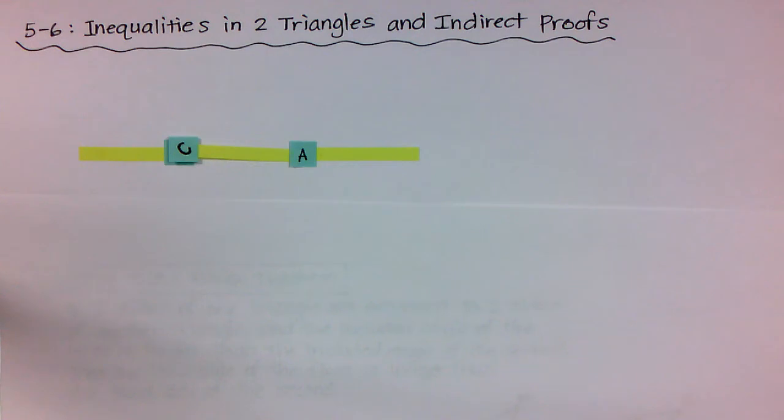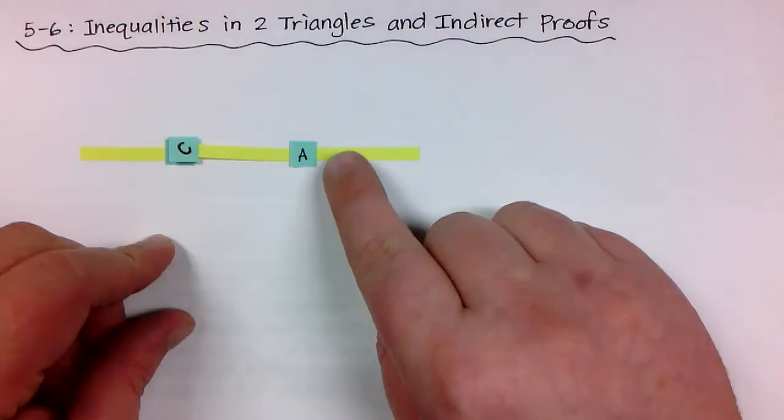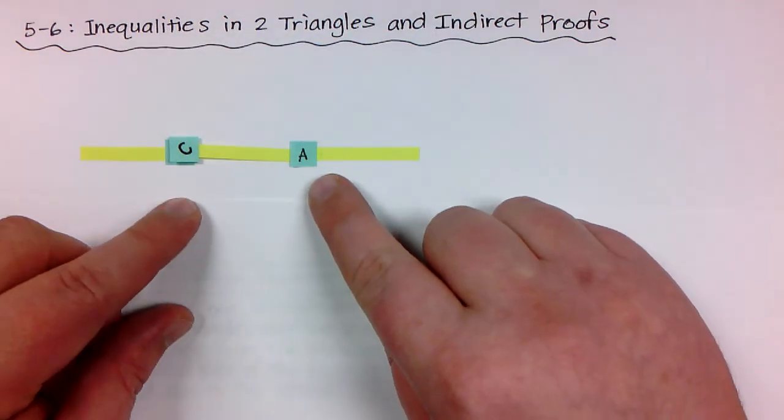Hello class, this is lesson 5-6 in our textbook titled Inequalities in Two Triangles and Indirect Proofs. So there's actually two different things that we're going to be going over, and so let's just start with inequalities in two triangles.